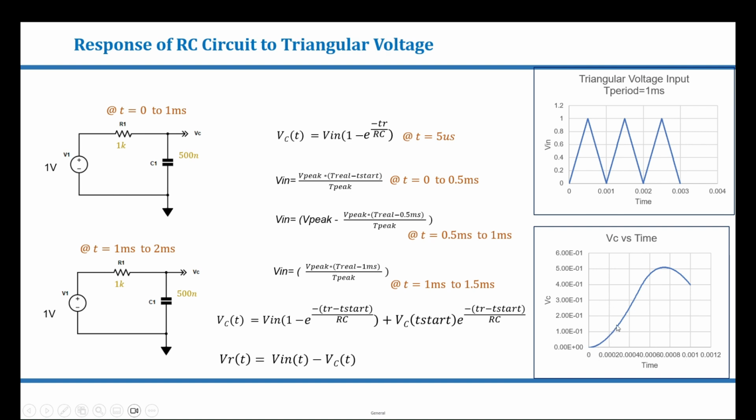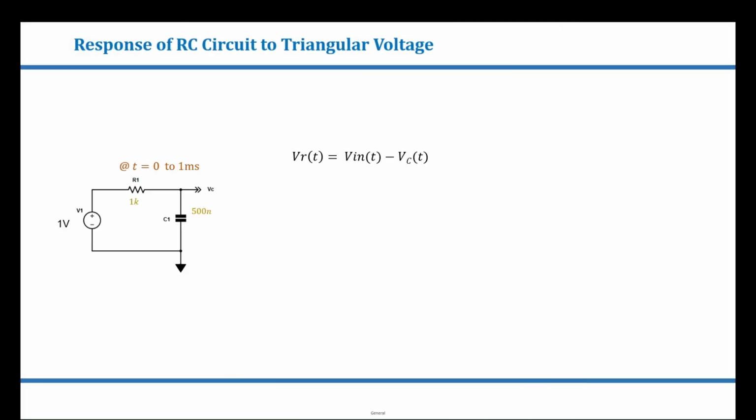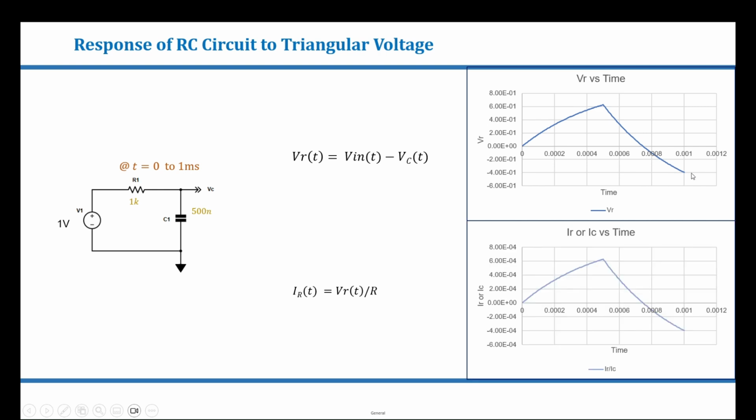We can see that it is exponentially increasing from 0 to 0.5 milliseconds. After 0.5 milliseconds, we can see that the input voltage is a falling slope. Hence, we can see the voltage across the capacitor to be decreasing until 1 millisecond. Now, the voltage across the resistor can be calculated using the following equation from KVL. And on plotting it, we can see that voltage across resistor is increasing up to 0.5 milliseconds and after that it is decreasing. And the current flowing through the circuit will be same since R and C are in series and is calculated by dividing VR by R.